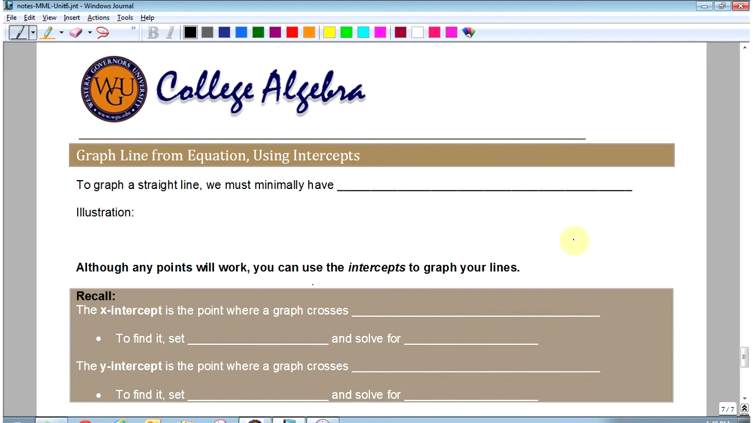Hi, this is Calandra. In this video, we're going to discuss how to graph a line given its equation using intercepts. To graph a straight line, we minimally must have 2 points. Because if you're dealing with a straight line, once you know 2 points on your graph, there's only one option for what your line is going to look like and the direction that it's going to go in.